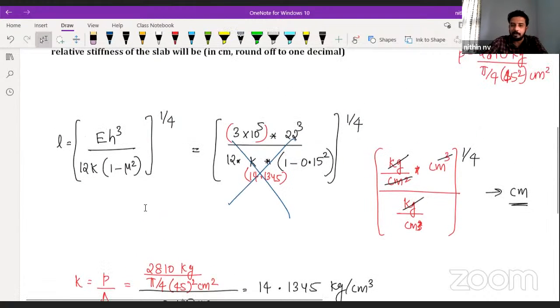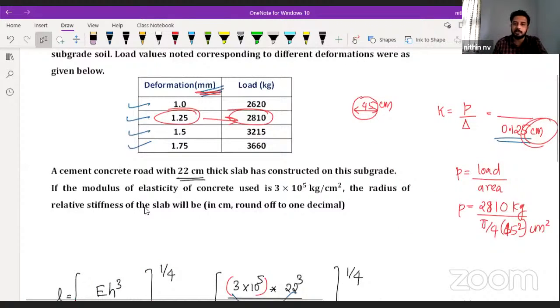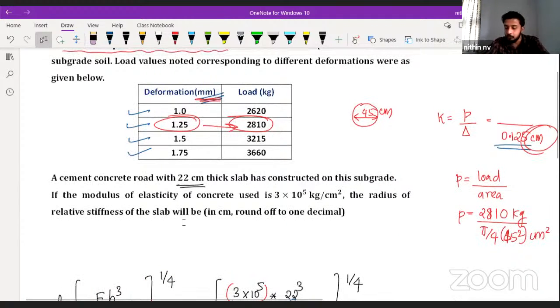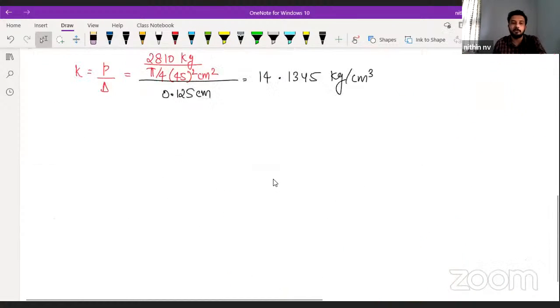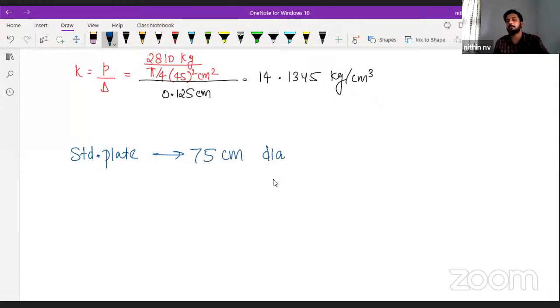You have to properly look at the diameter which they have given. We have to use the standard plate. Yes, Krishna, very good. We have to substitute the value corresponding to the standard plate. That itself can be a question for 1 mark. What is the standard plate? That is 75 centimeter diameter plate. But maybe practically if this diameter is not available, we'll take some smaller plate, either 30 centimeter or 45 centimeter and all.